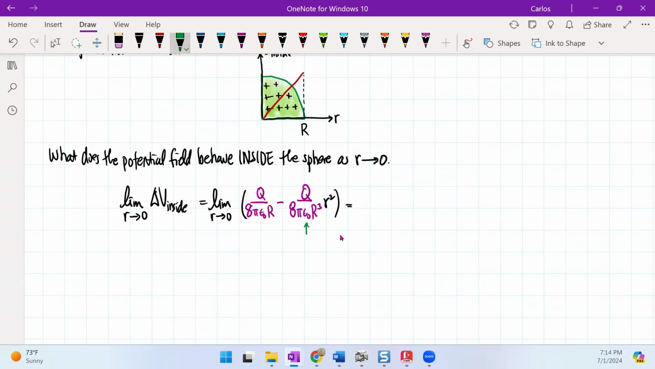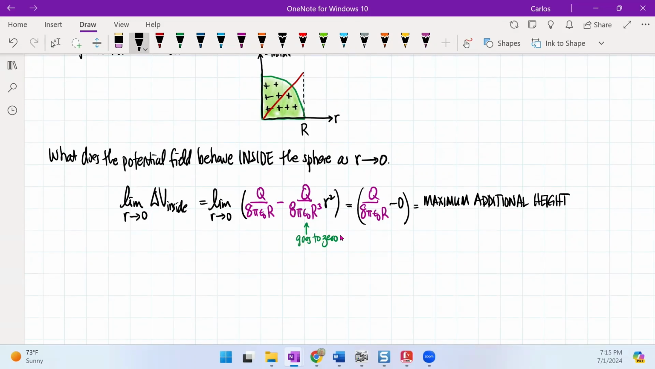and what you're seeing here is that this term right here goes to 0. In other words, this term right here, Q over 8 pi epsilon R, minus 0, this is the maximum additional height climbed from the surface.